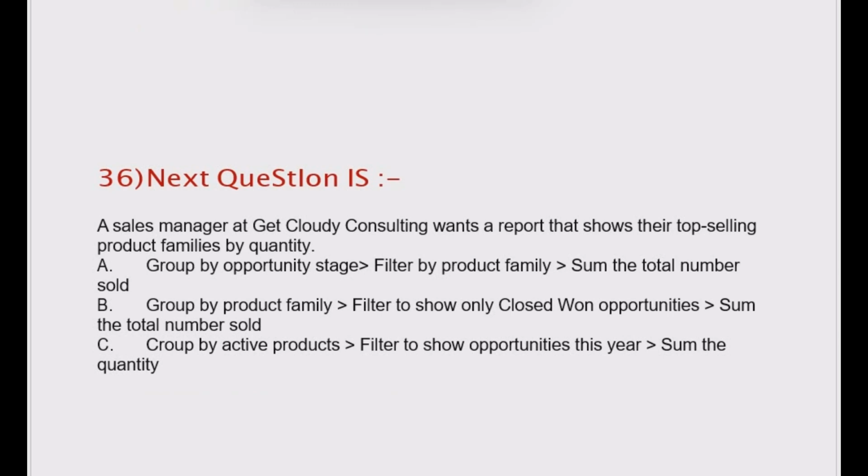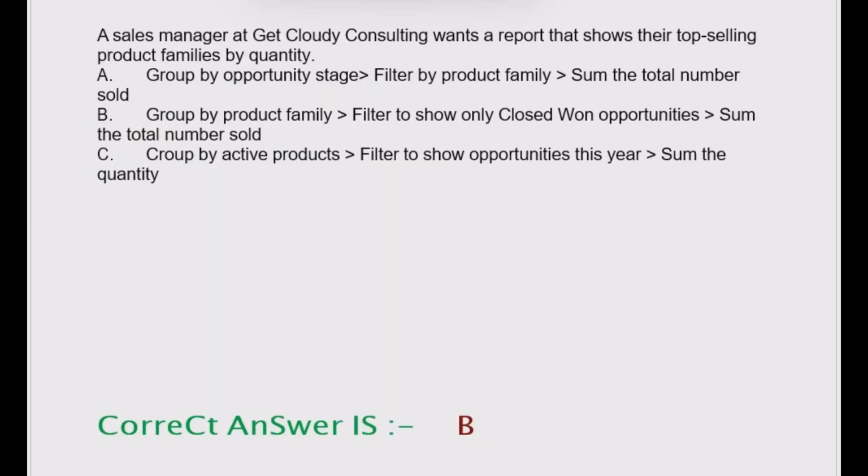Question is, a sales manager at Get Cloudy Consulting wants a report that shows their top selling product families by quantity. Option A, group by opportunity stage, then filter by product family, then sum the total number sold. Option B, group by product family, filter to show only closed won opportunities, sum the total number sold. Option C, group by active products, filter to show opportunities this year, sum the quantity. Correct answer is option B.